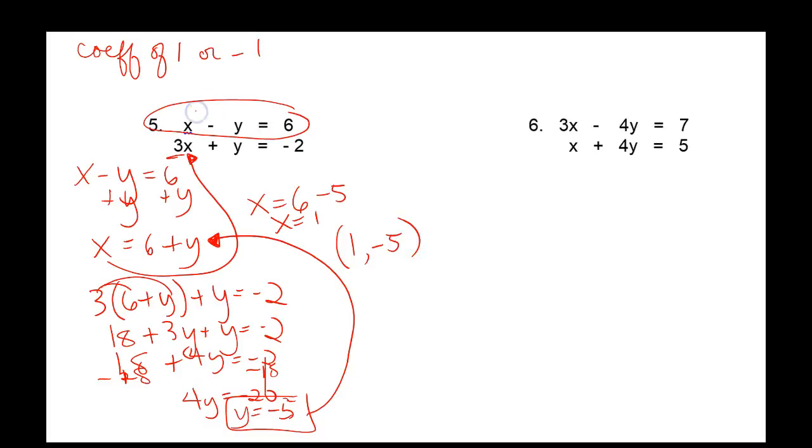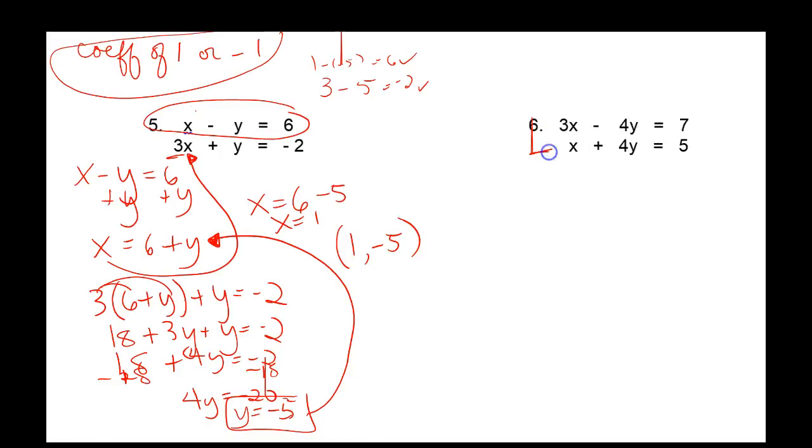I'm going to check it up here. 1 minus -5 indeed is 6. 3 times 1 minus 5 equals -2. That works. Okay? One more example of substitution. Solve for a variable in one of the equations, get it all by itself, and always try to go after something that has a coefficient of 1 or -1.